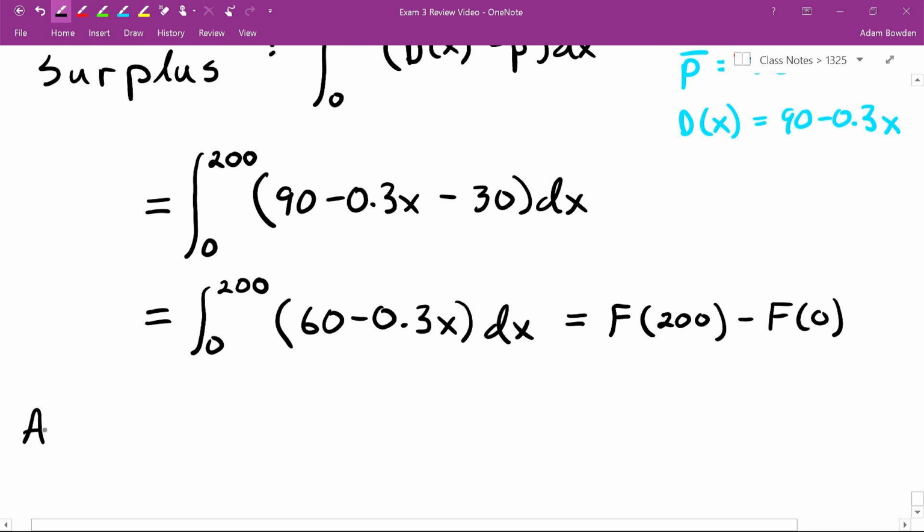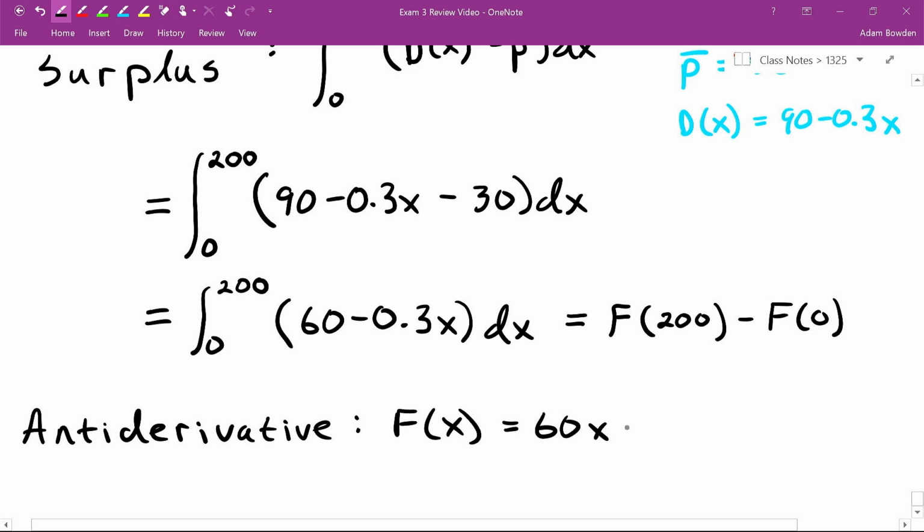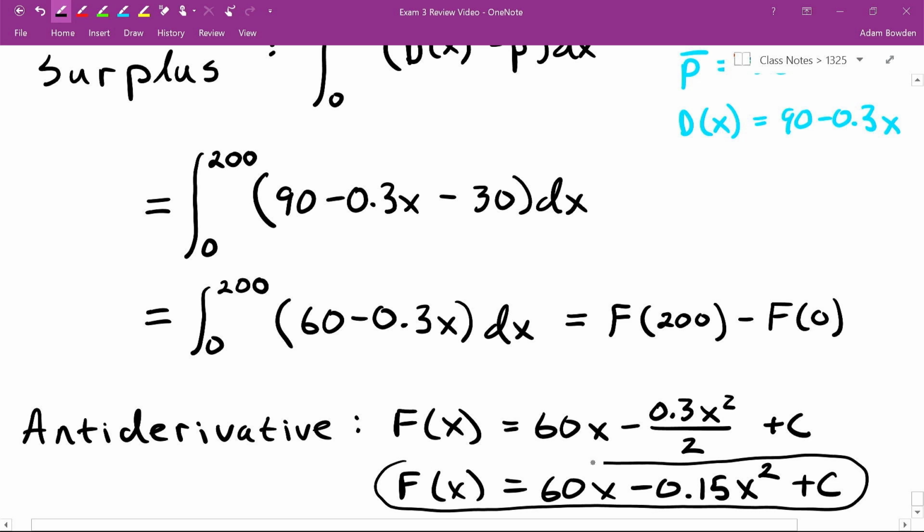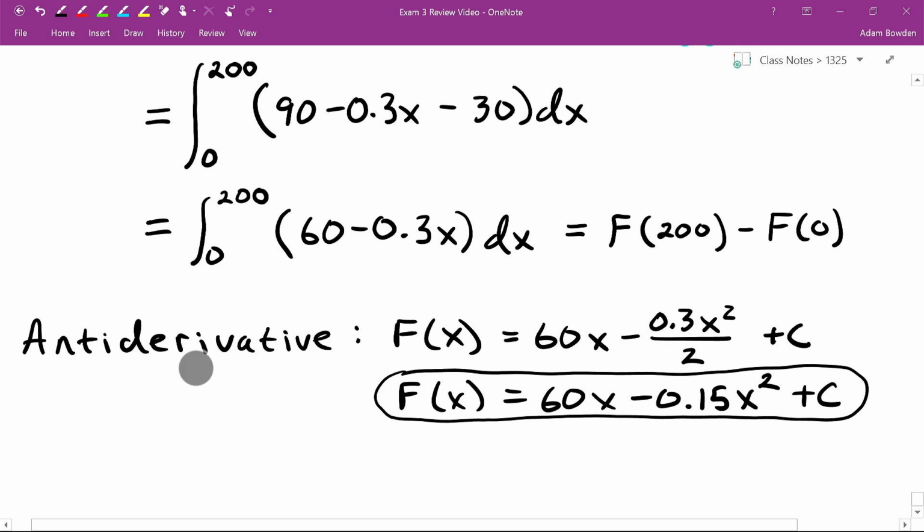Okay, so let's go over here and write down our antiderivative. Our antiderivative here would look like 60x minus 0.3x squared divided by 2 plus a constant c. Another way of writing that is 60x minus 0.15x squared plus a constant c. Okay, that's what we'll need to use then to plug in the numbers from up above.